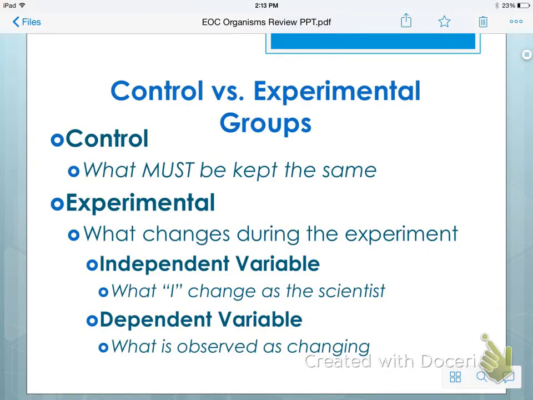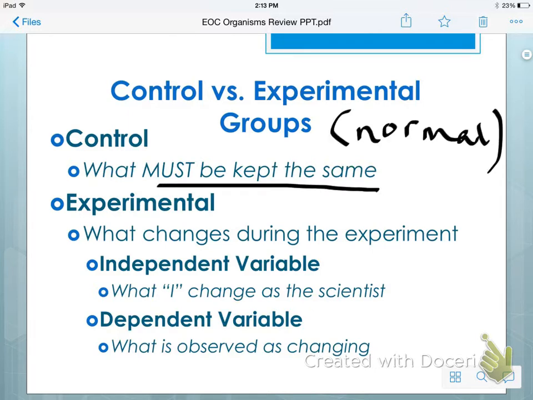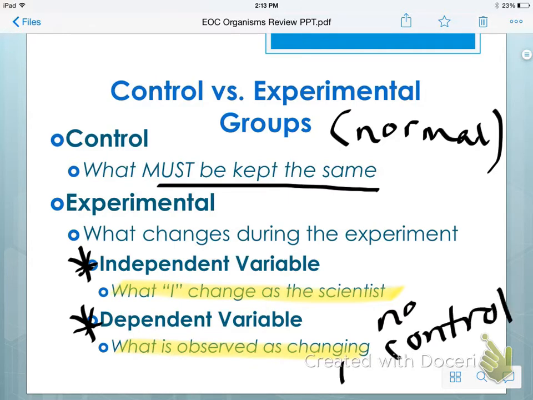So first of all, control versus experimental groups. Control is what must be kept the same, or the normal. Experimental is what changes during the experiment, and for that we have two types, independent variable and dependent variable. Important to note that independent is what I change as a scientist, dependent is what is observed. You have no control over the dependent, it's what you measure.